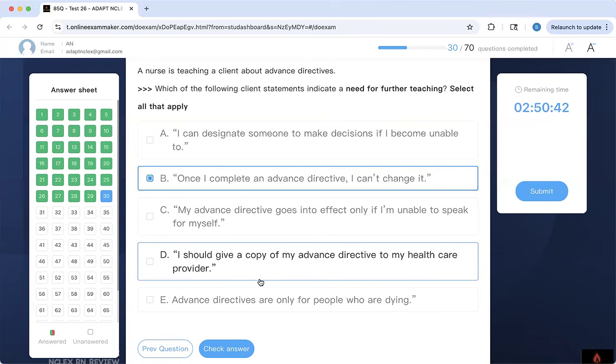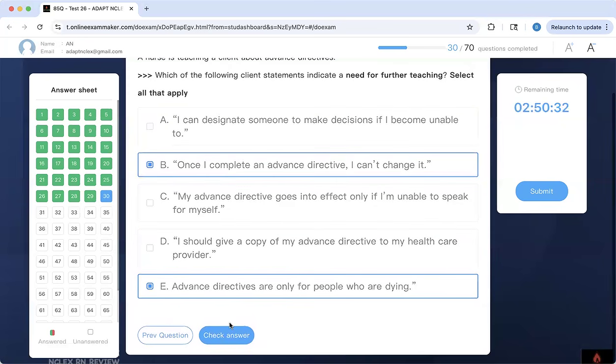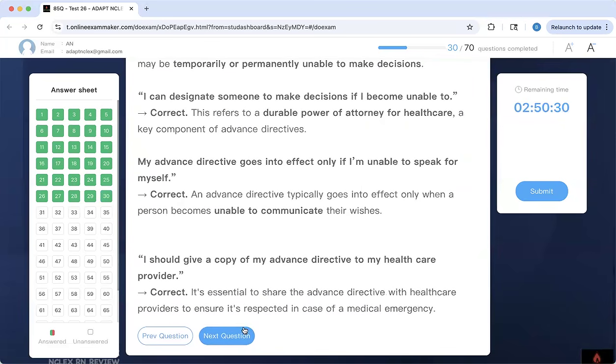I should give a copy of my advanced directive to my healthcare provider. Yes, so that they know they can make a decision about you. Advanced directives are only for people who are dying, not true. It's for anybody, whether you are dying or not.